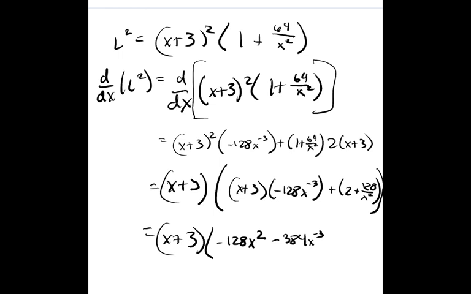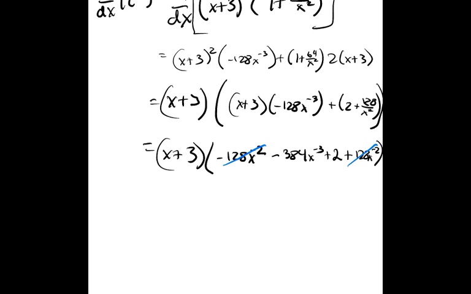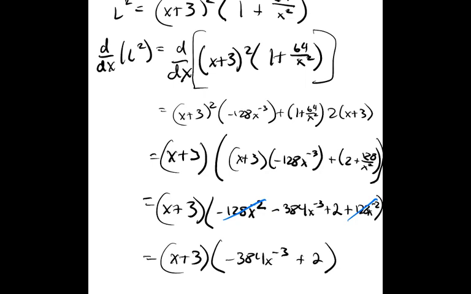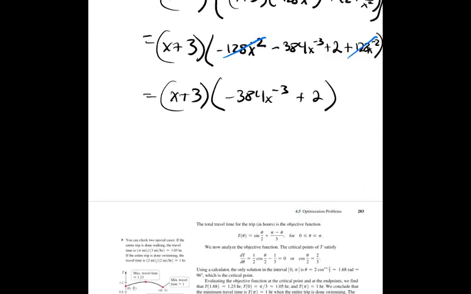Okay. And then I think we still have this 2 and this 128 times x to the minus 2. And here this is minus 2. So then this cancels, which helps out a lot. Okay, and it looks like it becomes x plus 3, negative 384, x to the minus 3 plus 2. Okay. So then we could set that to 0 and solve.